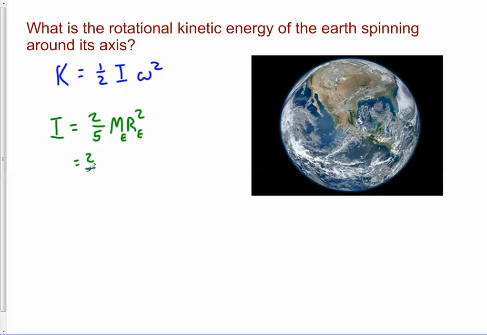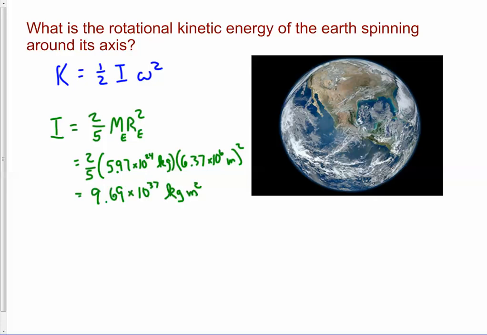Now we do have to look up the numbers here for the mass of the Earth and the radius of the Earth. And those end up being these two numbers, as you see, giving a final moment of inertia of just a little bit less than 10 times 10 to the 37, 10 to the 38 kilogram meters squared. So that's the moment of inertia of the Earth around its central axis.